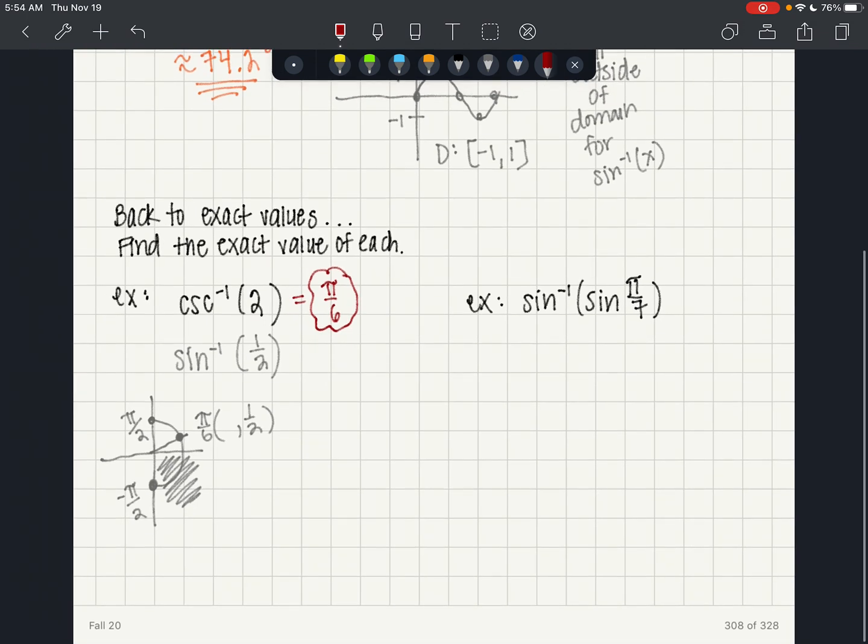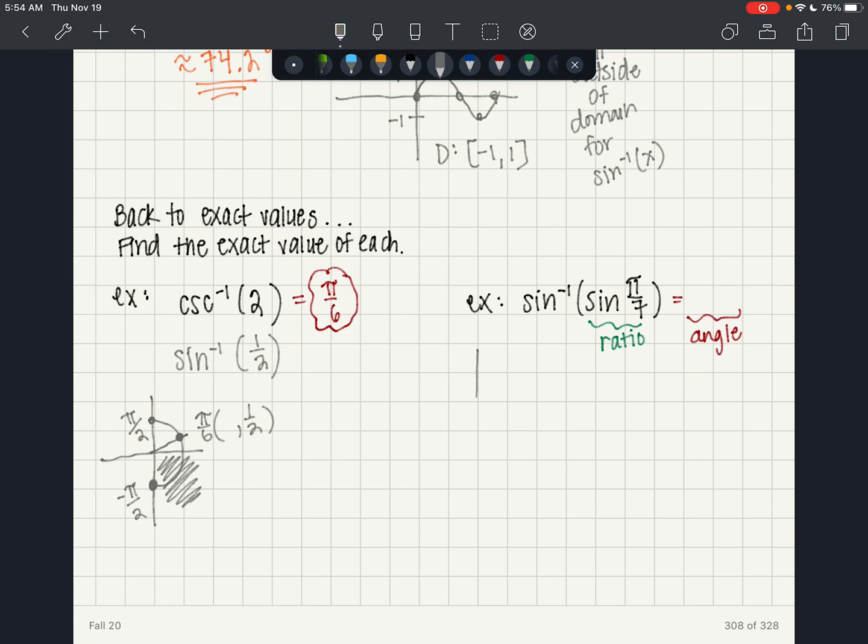Okay, let's try a trickier one, the inverse sine of the sine of pi over 7. So remember, the sine of pi over 7 is going to be a ratio. I'm going to put that ratio into the function of the inverse sine, and that is going to give me an angle.